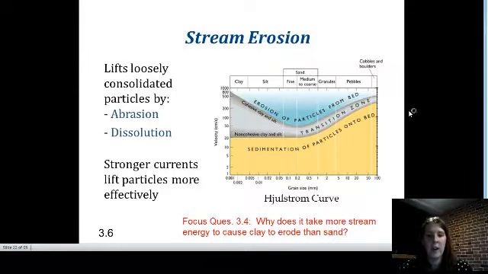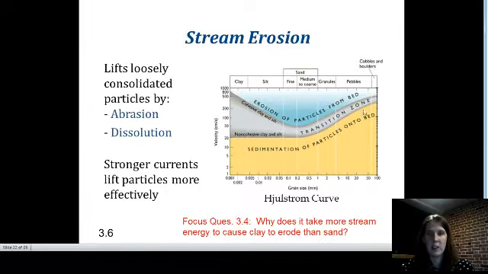So why does it take more energy to cause clay to erode than sand? Because smaller particles are easier to move, right? But here's the thing. If you look, it says cohesive clay and silt. Clay and silt are packed together, and clays tend to be charged particles, so they attract more strongly to one another than sand would. Because they're so much more cohesive, it actually takes a lot of force in the water to break those bonds between the clay particles. Whereas sand doesn't have that attraction between particles, and it's very easy to start instigating movement.